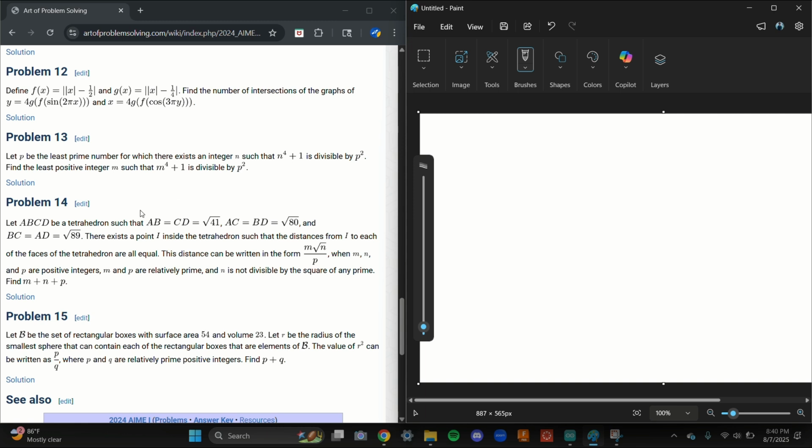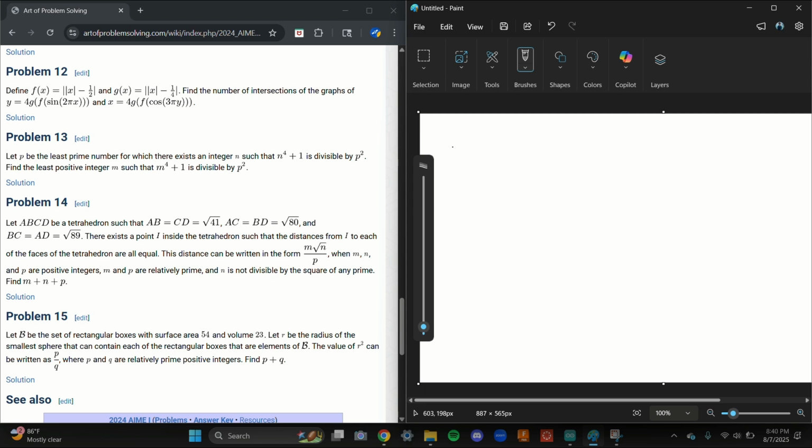Okay, so the problem gives us this tetrahedron ABCD, and it says AB equals CD equals root 41, AC equals BD, which equals root 80, and BC equals AD, which equals root 89. Okay, so let's see if we can relate each of these sides to Pythagorean triples.